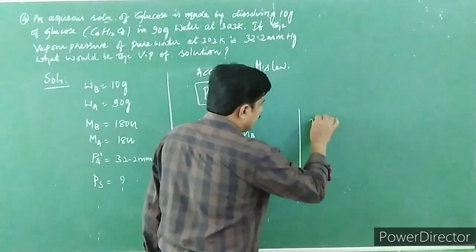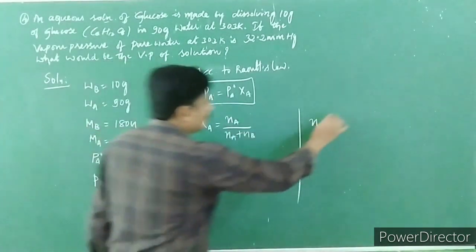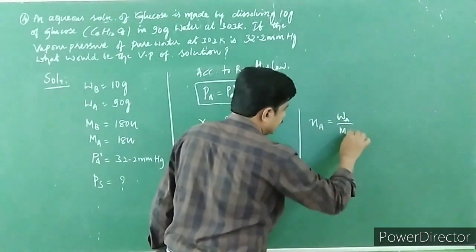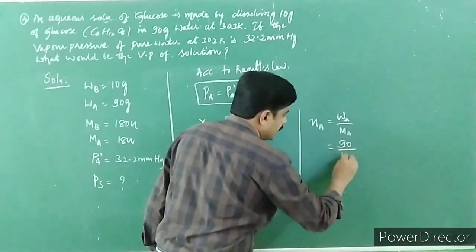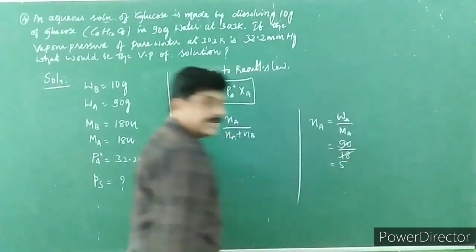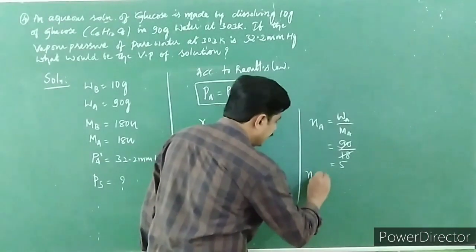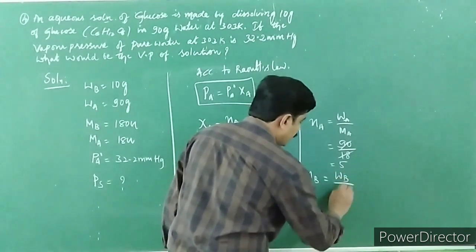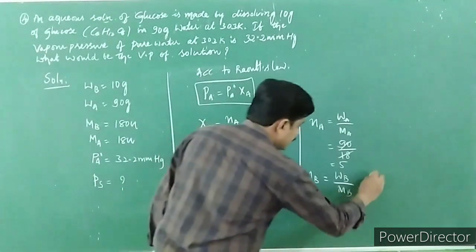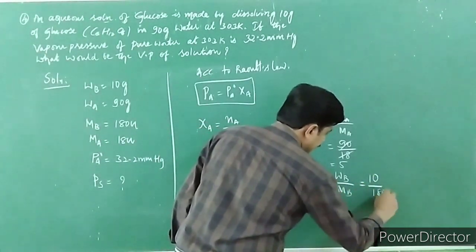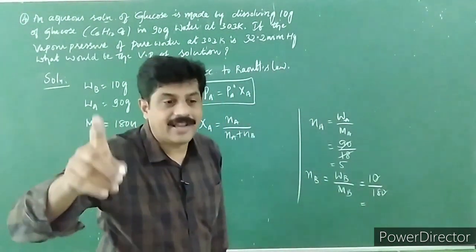Look at here. Let me go ahead. nA, number of moles of solvent, is equal to WA upon MA. That is given mass upon molar mass. What is the given mass here? 90 grams. And molar mass of water is how much? 18. 18 fives are 90. nA is equal to 5. Is it not? Now similarly, you can go for nB. nB is equal to WB upon MB. WB is how much here? WB is equal to 10 grams upon 180. Children, if we simplify that, we are going to get 0.556.